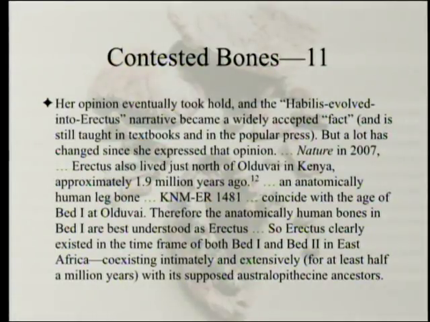Nature in 2007 mentioned that erectus also lived just north of Olduvai in Kenya approximately 1.9 million years ago. An anatomically human leg bone was found, KNMER 1481, which coincides with the age of bed 1 at Olduvai. Therefore, the anatomically human bones in bed 1, because there's erectus elsewhere, are probably best understood as erectus. So erectus clearly existed in the time frame of both bed 1 and bed 2 in East Africa, coexisting intimately and extensively for at least 500,000 years with its supposed Australopithecine ancestors.